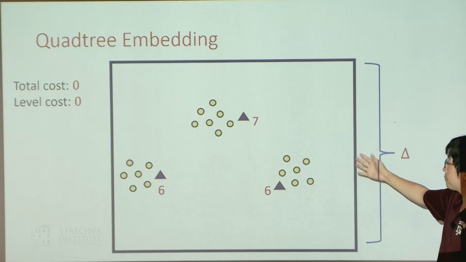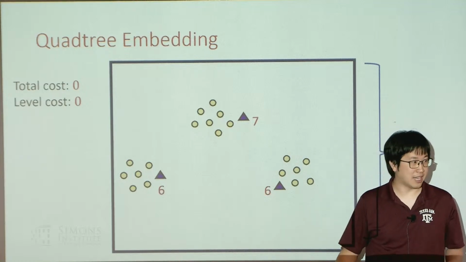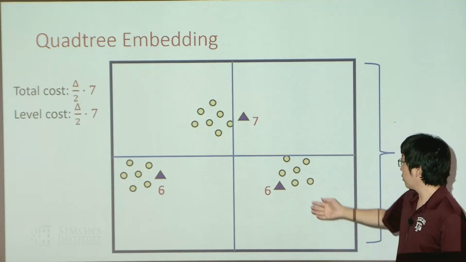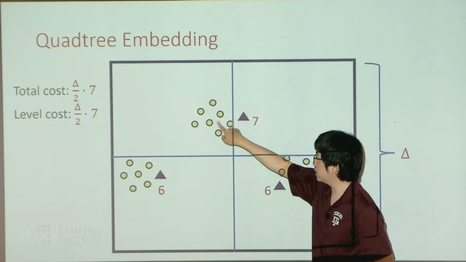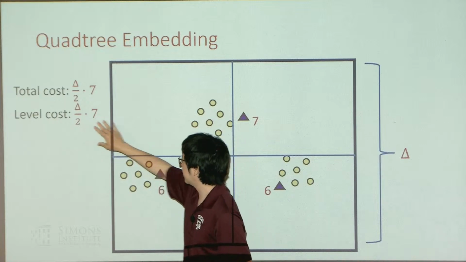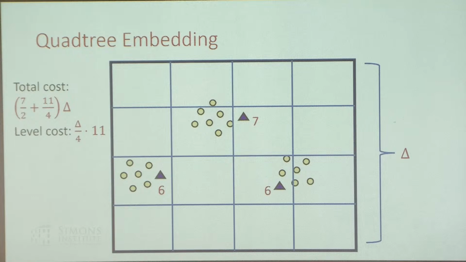quad-tree is going to be, well, here, all the centers are in the same cells as the points. Maybe at this lower level, this center right here is not in the same cell as these 7 points. And so the contribution of this level to the clustering cost is like delta over 2 times 7. And this repeats so on and so forth.